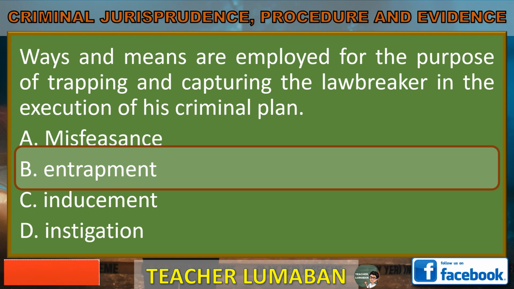In the given statement, it mentions that ways and means are employed for the purpose of trapping and capturing the lawbreaker in the execution of his criminal plan. This indicates a situation where law enforcement is actively setting up a situation to catch a lawbreaker by encouraging them to carry out their criminal intentions. This aligns with the concept of entrapment.